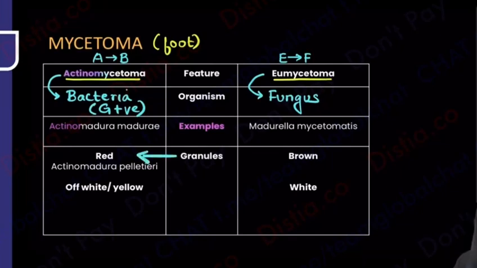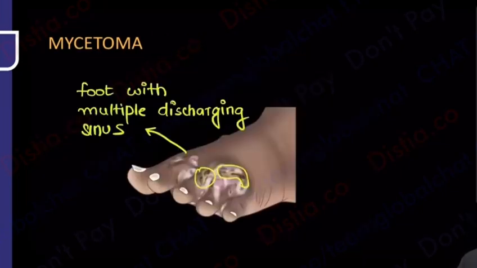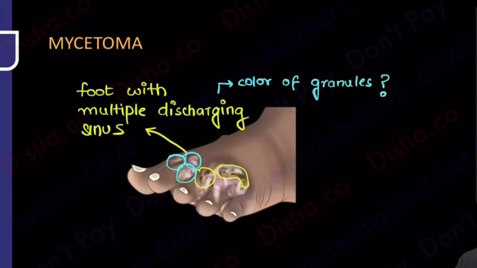Didn't I just show you that there are going to be discharging sinuses, and a lot of pus-like material that comes out? So what is the color of the granules? The color of the granules that are coming out can sometimes give me a hint in identifying which organism I am dealing with.